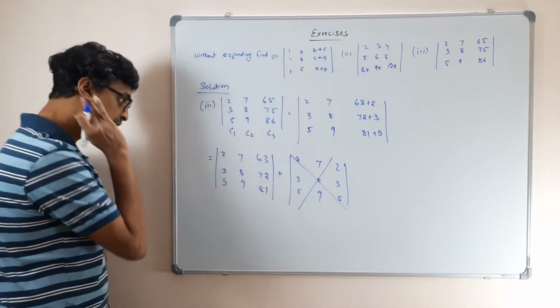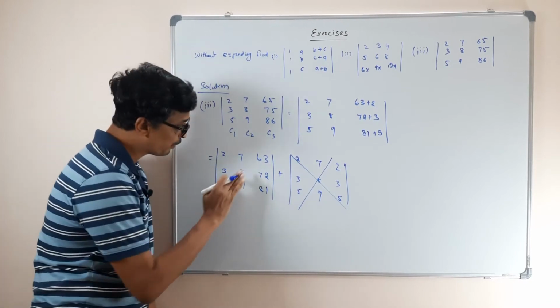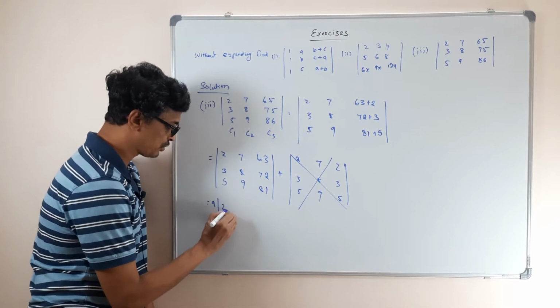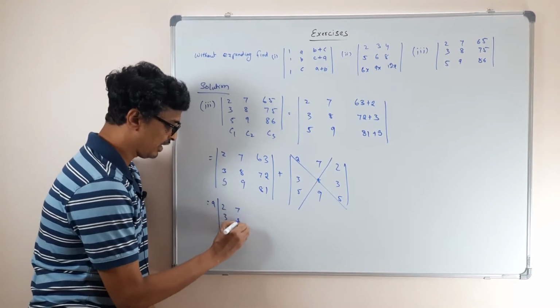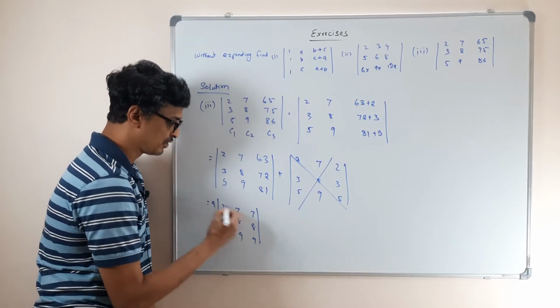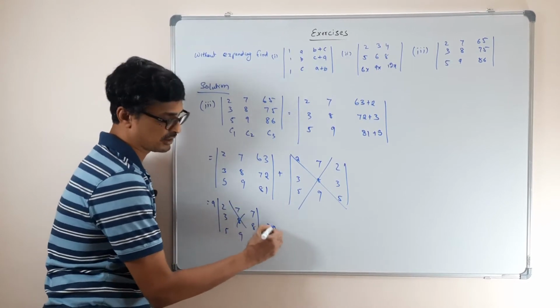Okay, and here you can take 9 commonly outside. When you take 9 commonly outside, what happens? 2, 3, 5, 7, 8, 9, and this will be 7, 8, 9. So that's also equal to 0. Therefore the answer is 0.